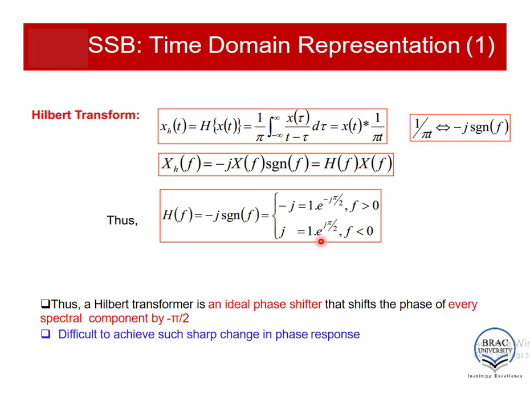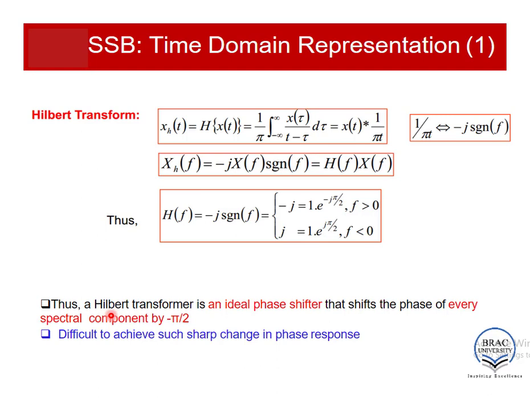That means when we multiply our X(f) with H(f), the amplitude spectrum will be unchanged, because the amplitude part of this Hilbert transformation function is essentially 1. But this will affect the phase quantity, and there will actually be a minus pi by 2 phase shift. So a Hilbert transformer is an ideal phase shifter that shifts the phase of every spectral component by minus pi by 2. That is all we need to know about Hilbert transformation.